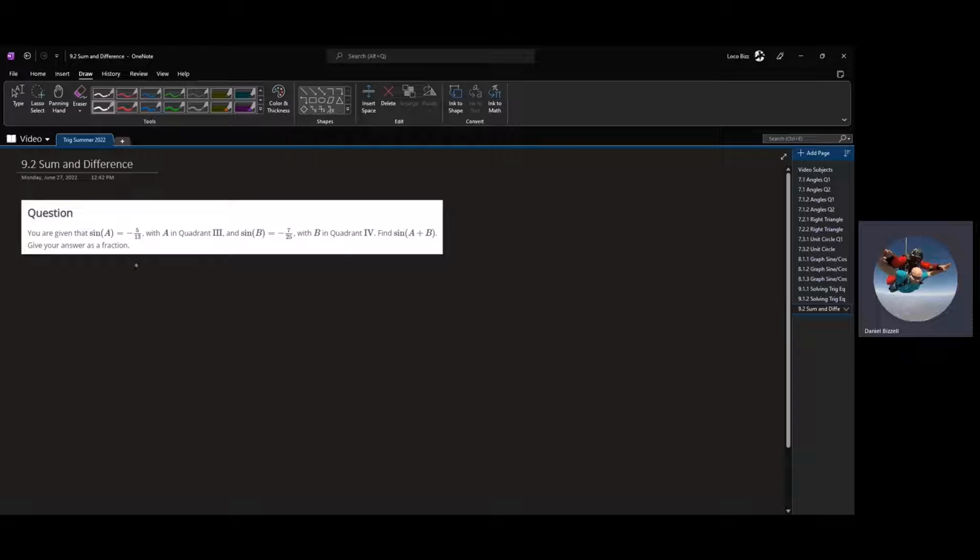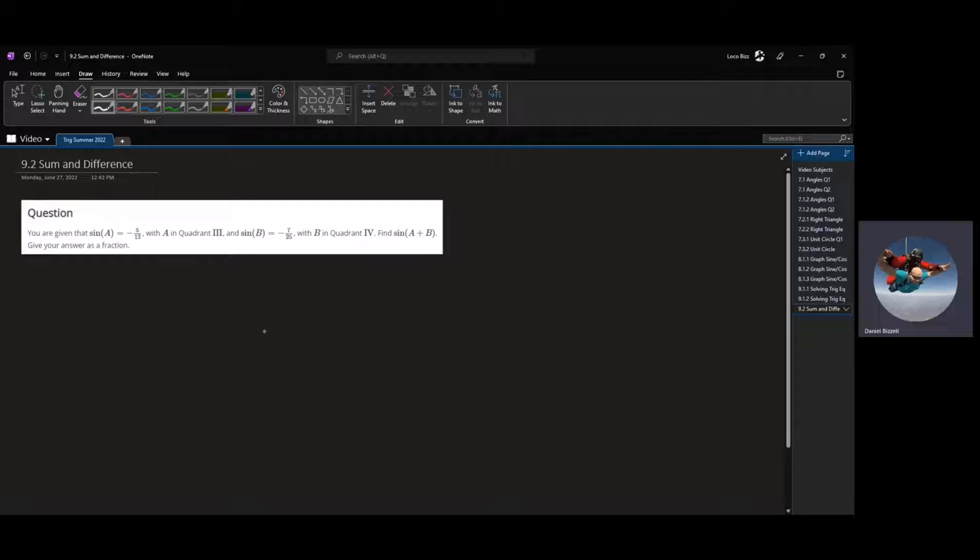In this problem, we're given that sine A is equal to -5/13 in quadrant 3, and we're given sine B is equal to -7/25 in quadrant 4. And then it wants us to find sine of A plus B.